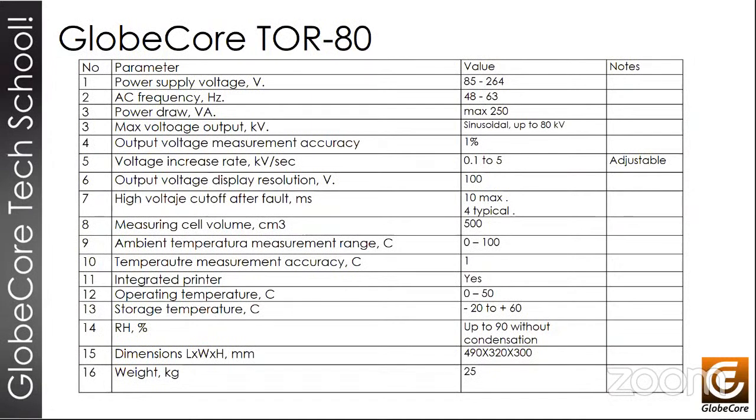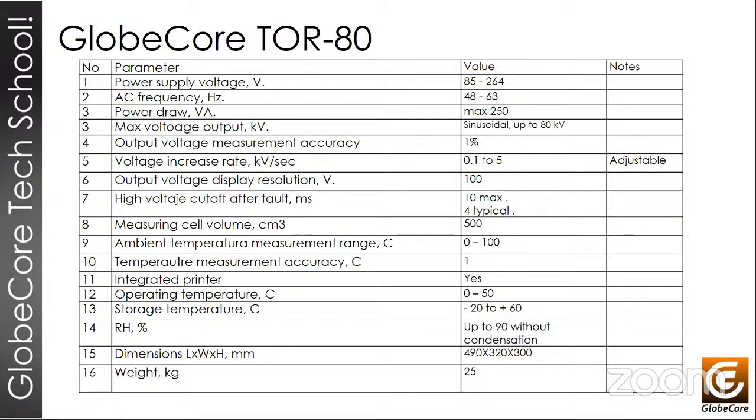So here there's a big table with specifications of the TOR-80. What's important here is the equipment. This equipment can be powered by voltages from 85 to 264 volts. That means that you can plug it into pretty much any power source which you can find in the field during the transformer treatment process when you need to take a quick measurement of the breakdown voltage. You don't always have a standard voltage there, okay?